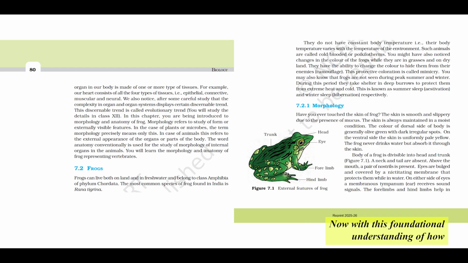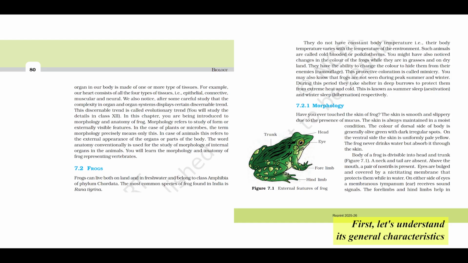Now, with this foundational understanding of how animal bodies are structured, let's pivot our focus. Let's look at a specific animal that is a cornerstone of your competitive exams, particularly for NEET. It illustrates these very principles of structural organization: the frog. We'll be concentrating on Rana tigrina, which is the most common species of frog found right here in India, often referred to as the Indian bullfrog.